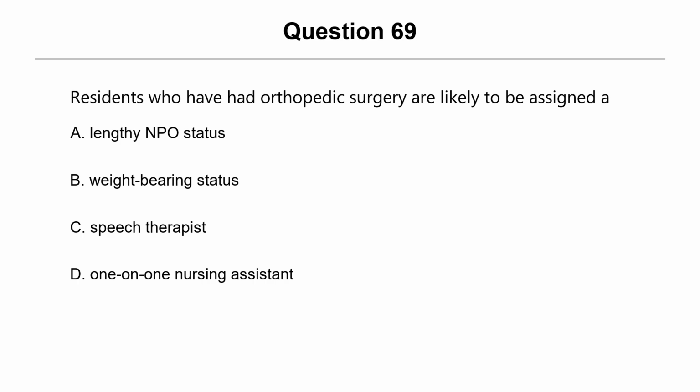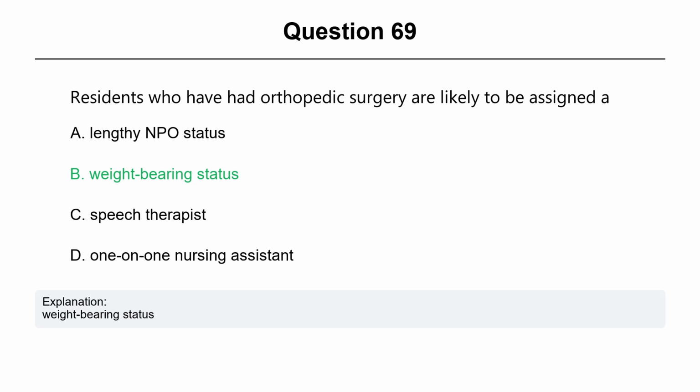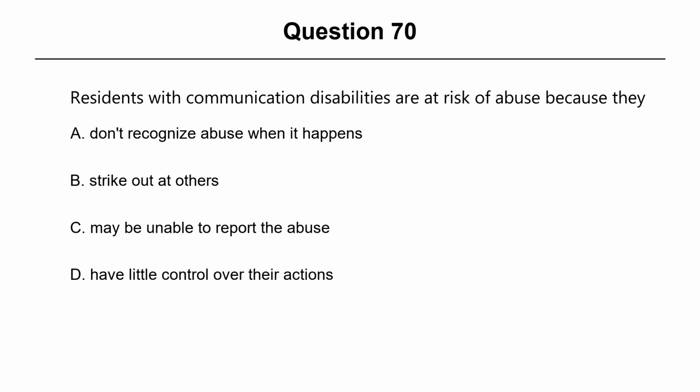Residents who have had orthopedic surgery are likely to be assigned a: Option A, lengthy NPO status. Option B, weight-bearing status. Option C, speech therapist. Option D, one-on-one nursing assistant. The correct answer is option B, weight-bearing status. Question 70.